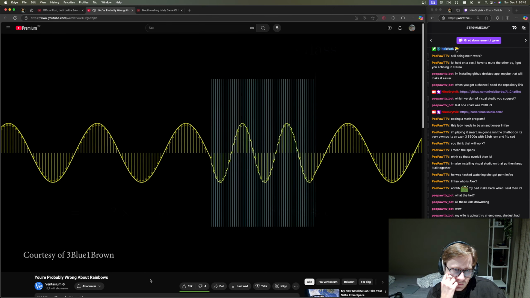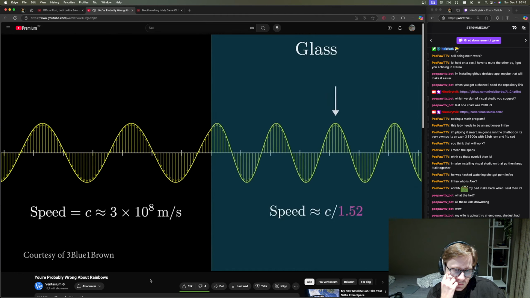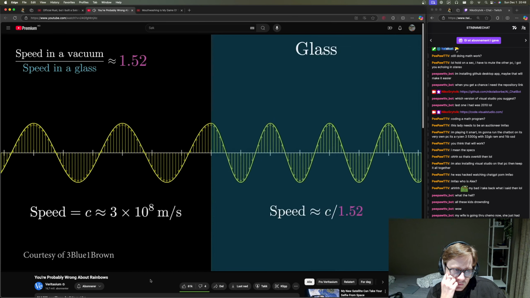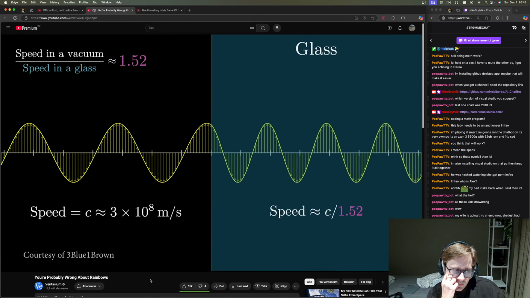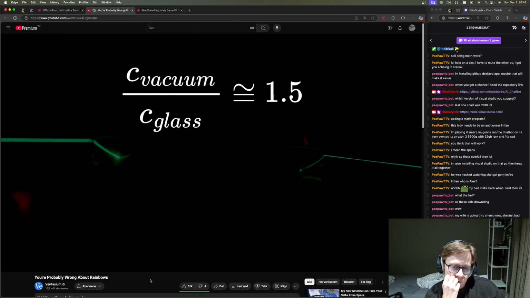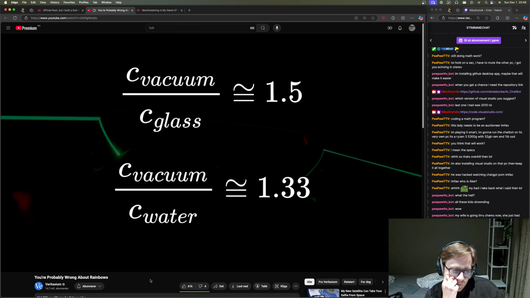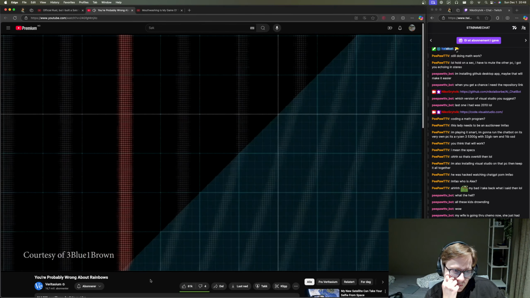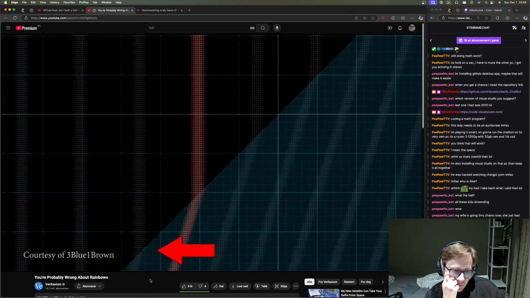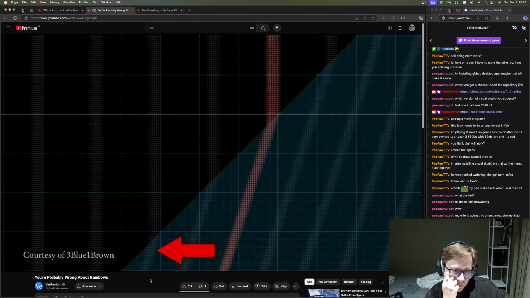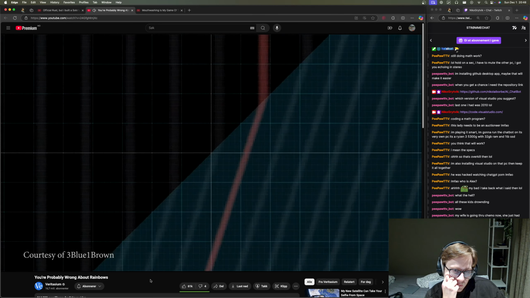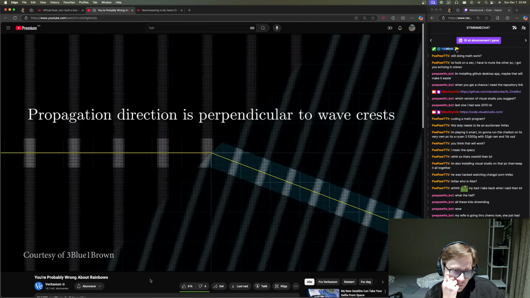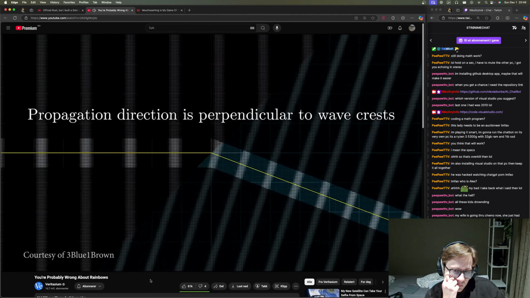And since the frequency stays the same, a shorter wavelength decreases the speed of light through the material. The speed of light in a vacuum divided by the speed of light in a medium is called the refractive index. It's around 1.5 for glass and 1.33 for water. So when light enters a new medium at an angle, the part of the wave crests that enter the new medium first slow down first, and this changes the angle of all the wave crests.